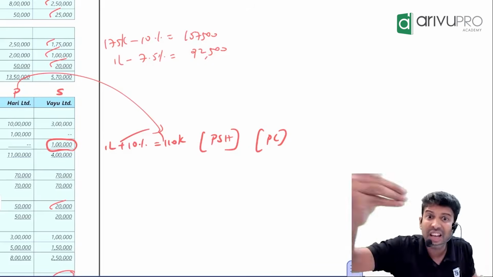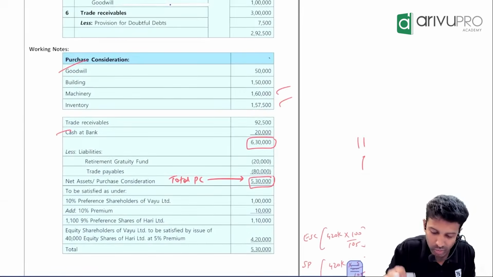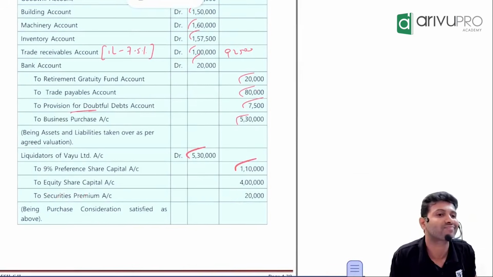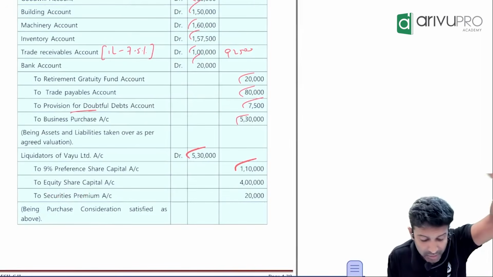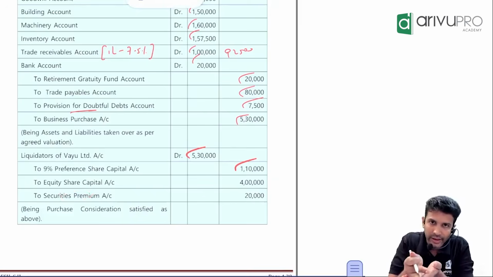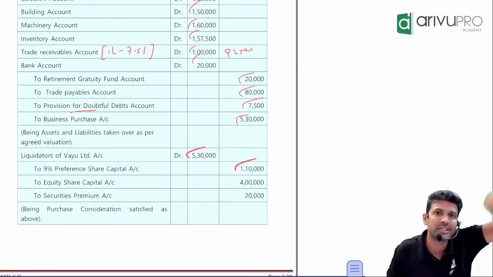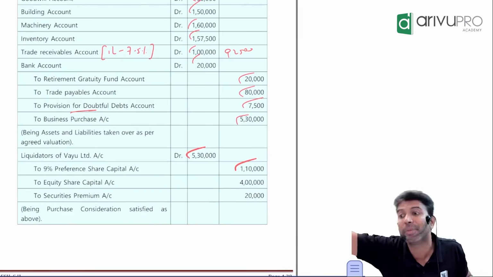Sir, when shares are issued at premium, you credit something called securities premium account. Now you're passing a journal entry. Share capital is always shown at face value. The premium element goes to securities premium. That's the reason it is important to identify whether the old one is taken over at higher value or new shares are issued at premium.